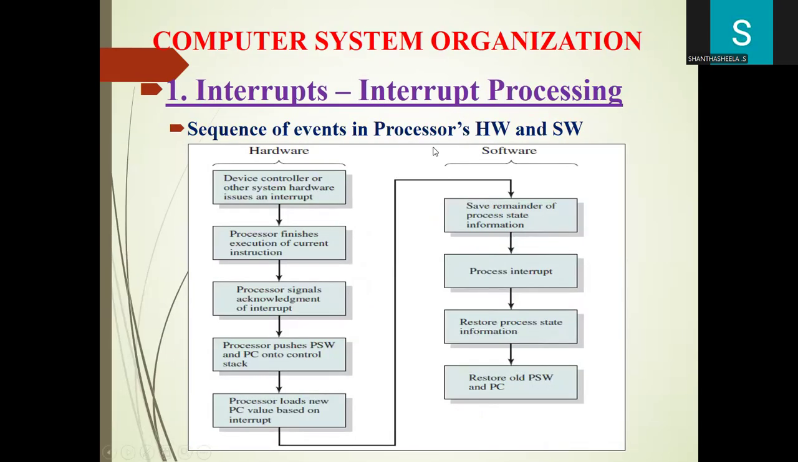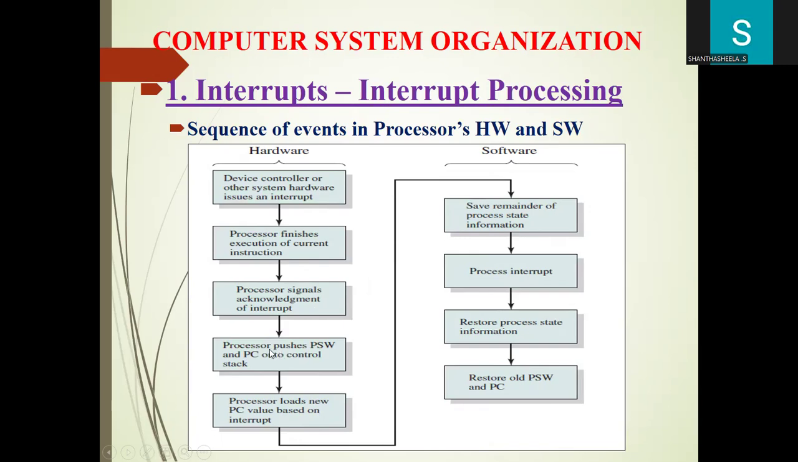In this diagram, the sequence of events in processor, hardware and software is clearly depicted. Moving on to the hardware part, the device controller or other system hardware will be issuing an interrupt. Once the interrupt is issued by the device controller or other hardware devices, the processor finishes the current execution of the instruction, and the processor will signal that it has received the interrupt by sending the acknowledgement signal.